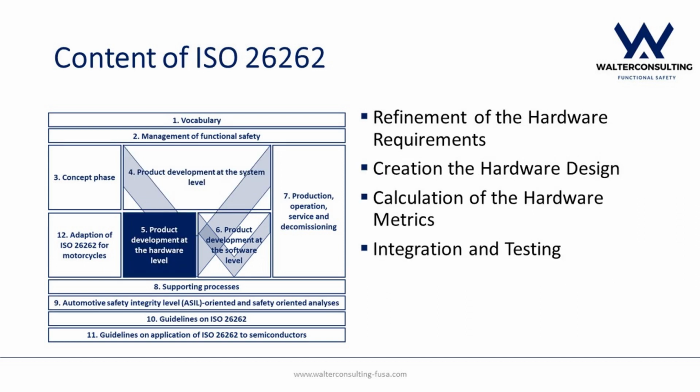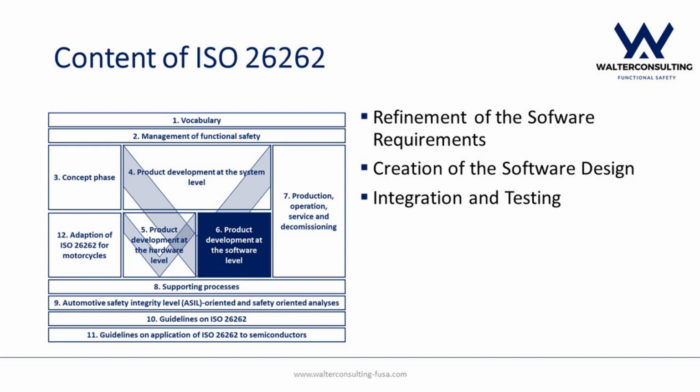Chapter 5 is product development at the hardware level. In this chapter, hardware requirements defined at system level are refined. Also, the hardware design is described in this chapter. Another aspect is the calculation of the hardware metrics. Required failure rates for the metrics depend on the ASIL. And also integration and testing of the hardware is part of this chapter.